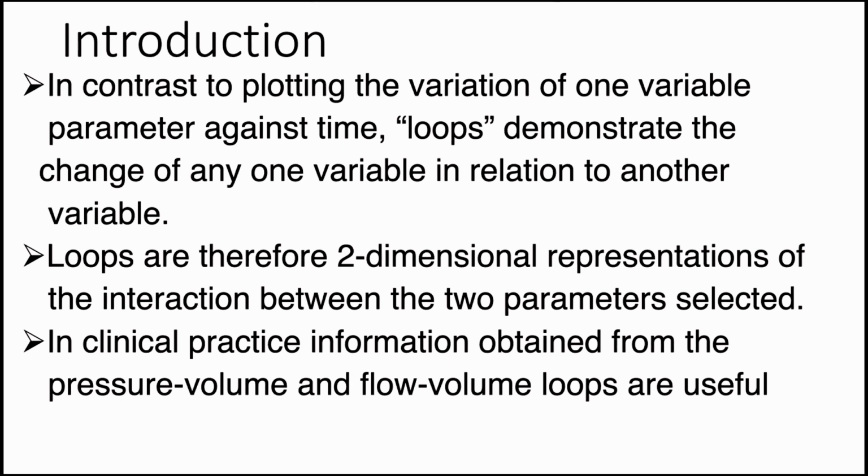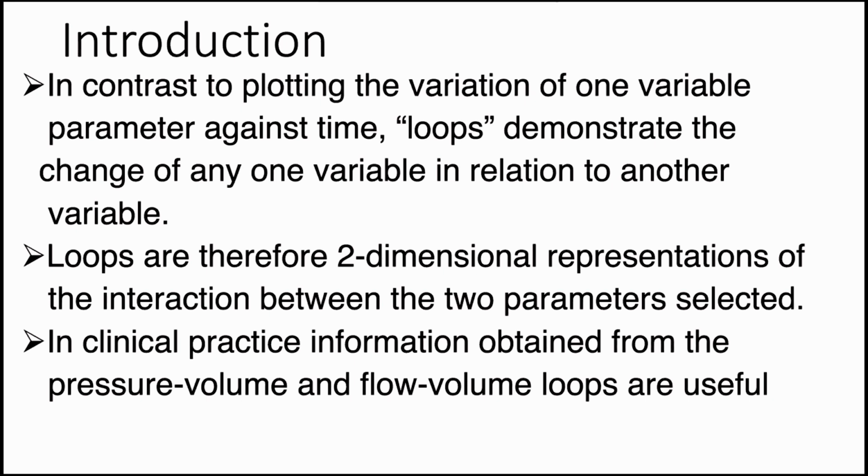In scalars, what's happening is that we plot the variation of one variable parameter against time. In the previous ones, there's a pressure time curve: pressure is a variable and it is plotted against time. In the flow time curve, flow is another variable against time. And in the volume time curve, volume is a variable. So one variable is plotted against time.